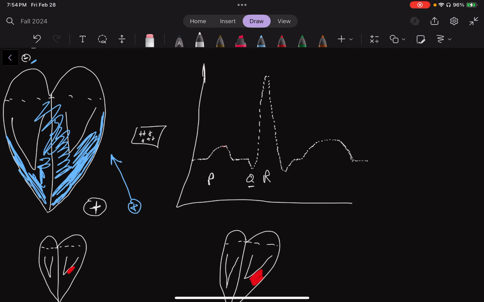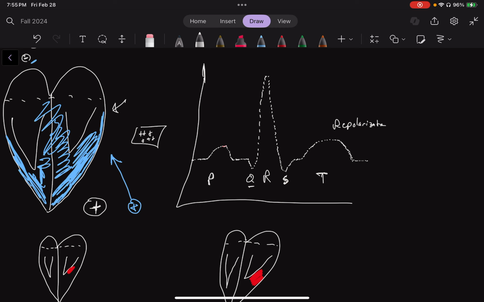And this is the S wave, where it was the depolarization of this left superior ventricular wall. And this is the T wave right here, which is associated with the repolarization of the heart. So the T wave is the repolarization of the heart.